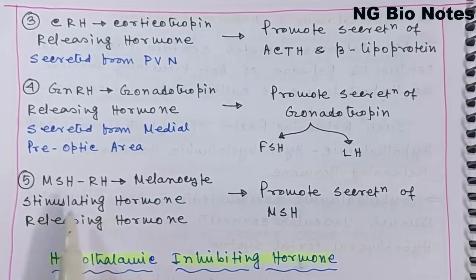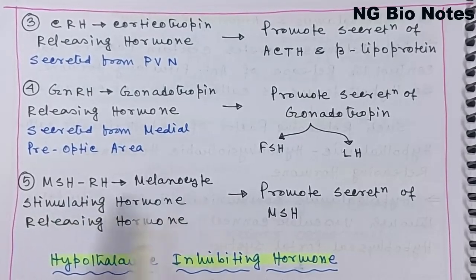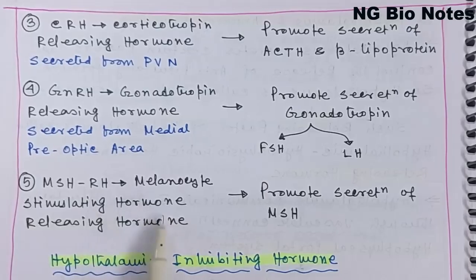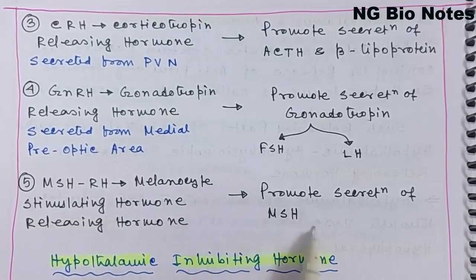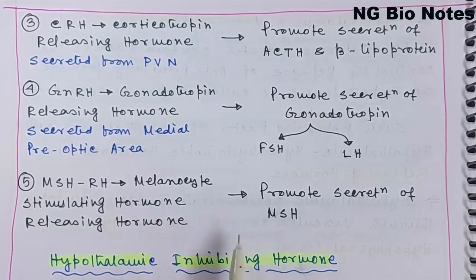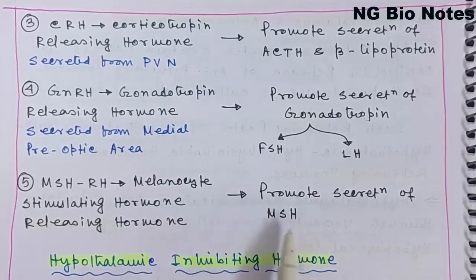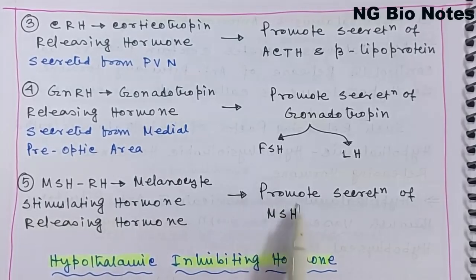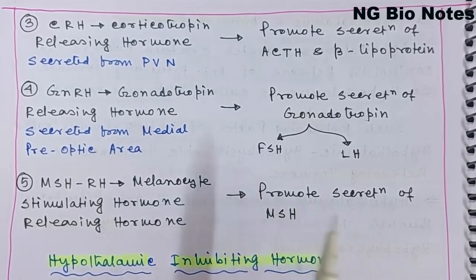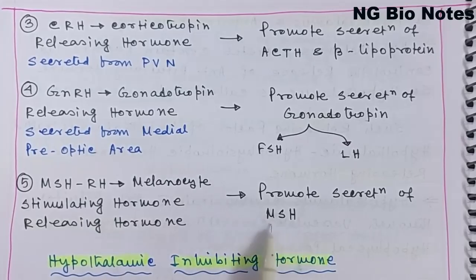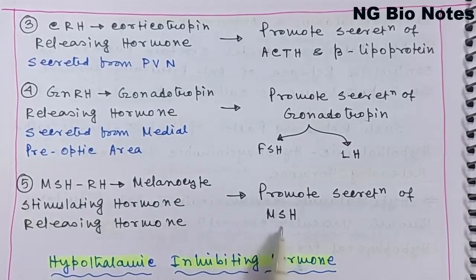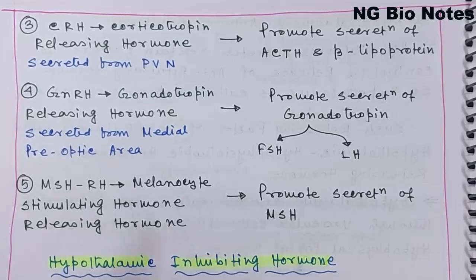The next type of releasing hormone is melanocyte stimulating hormone releasing hormone, which acts on the median portion of the pituitary gland, not the adenohypophysis or neurohypophysis, but the mid region between these two, and this causes secretion of melanocyte stimulating hormone. Usually this melanocyte stimulating hormone is observed in lower vertebrates, not in man.